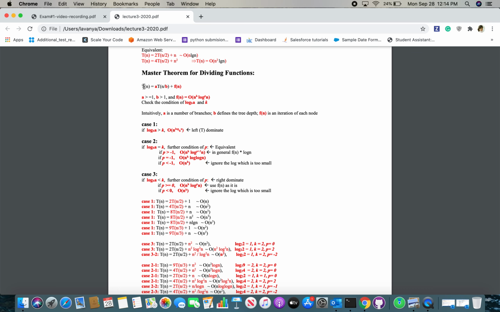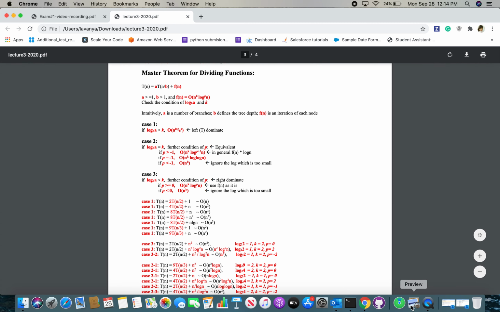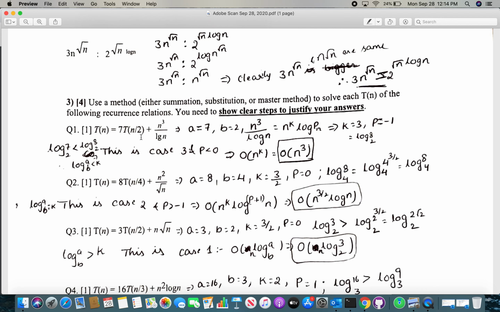So here the format is T of n equal to a T of n by b plus f of n. From this we can say that a is 7, b is 2 and this is f of n. In that f of n we will be calculating the k and p values. Here k is 3 and p is -1, as p is the power of log. Here log is in the denominator, so we take that into the numerator, so then p will be -1. First we need to calculate the left part and right part, and say which is dominant, whether it is right dominant, left dominant, or both are equal.